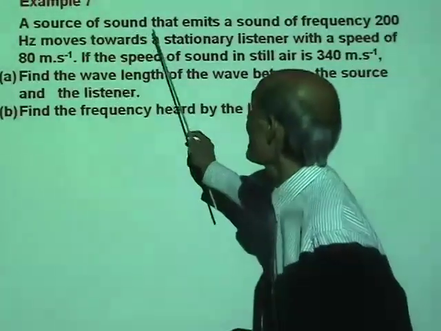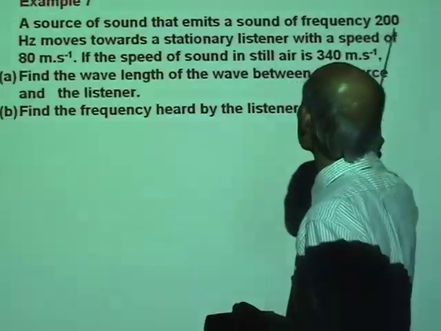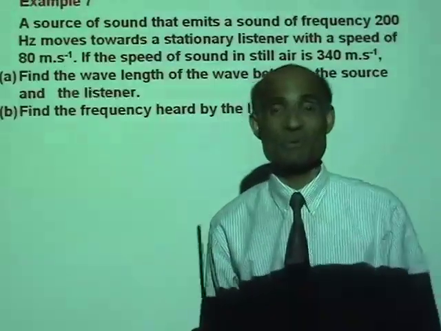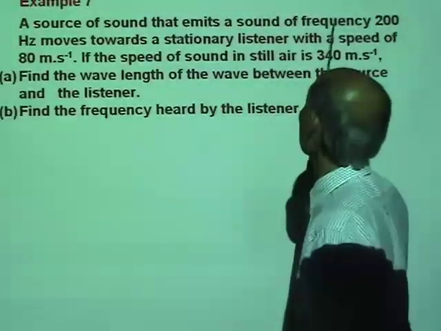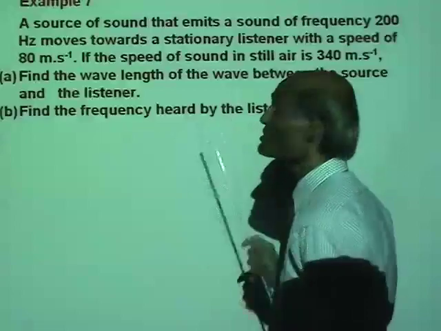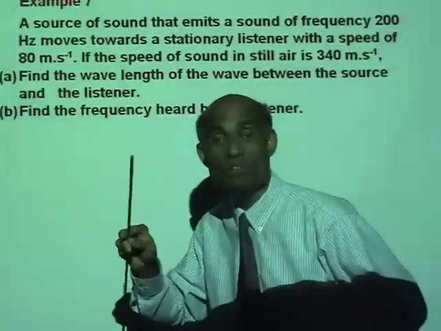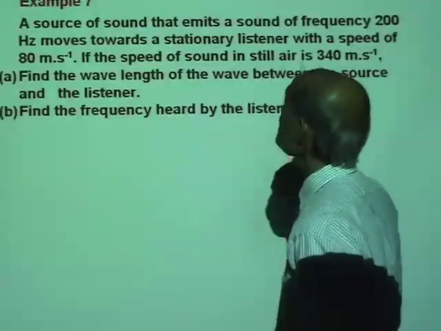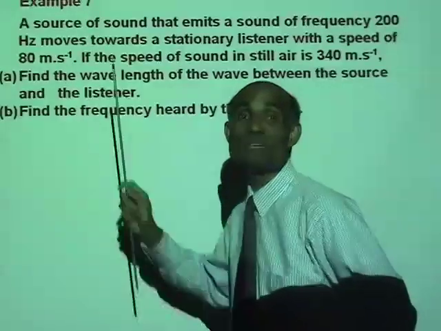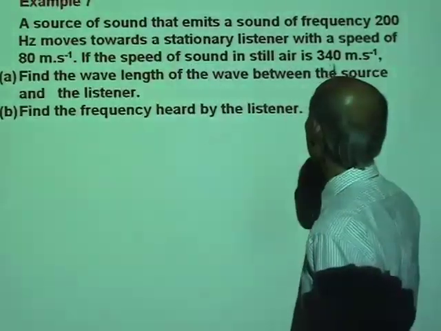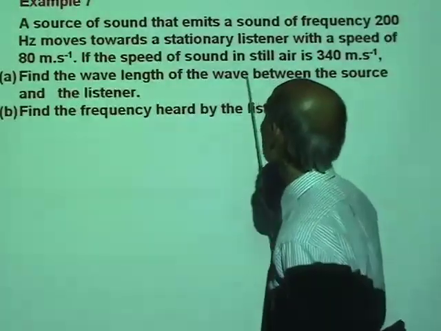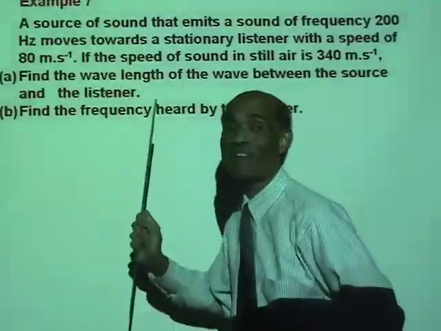A source of sound that emits a sound of frequency 200 Hertz. That is the actual frequency of the source. We call it f0. So you have f0 is 200 Hertz. It moves towards a stationary listener with a speed of 80 meters per second. vs is 80 meters per second. If the speed of sound is 340 meters per second, find the wavelength of the wave between the source and the listener.